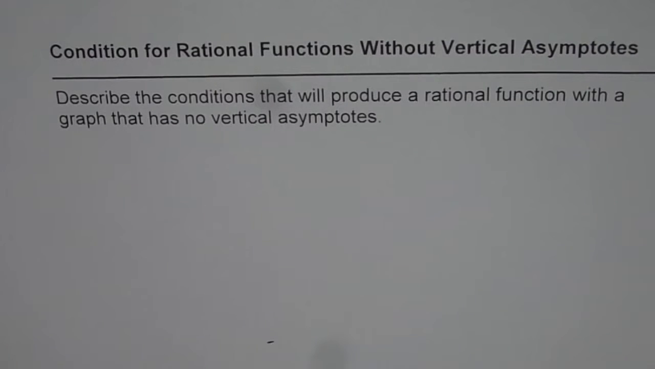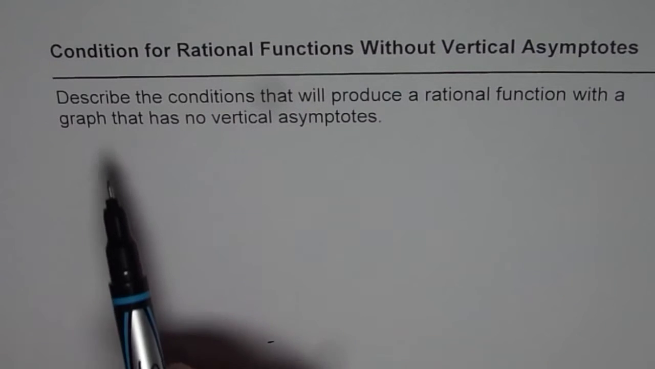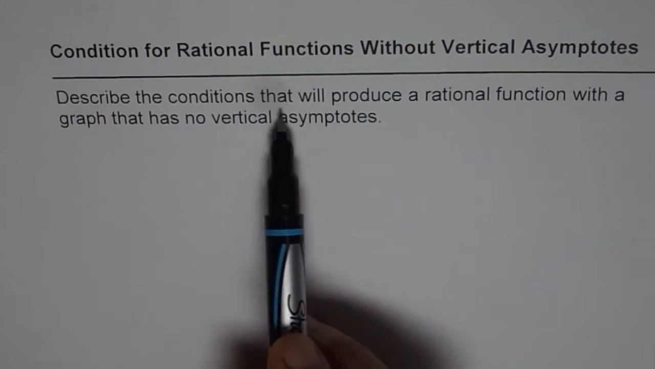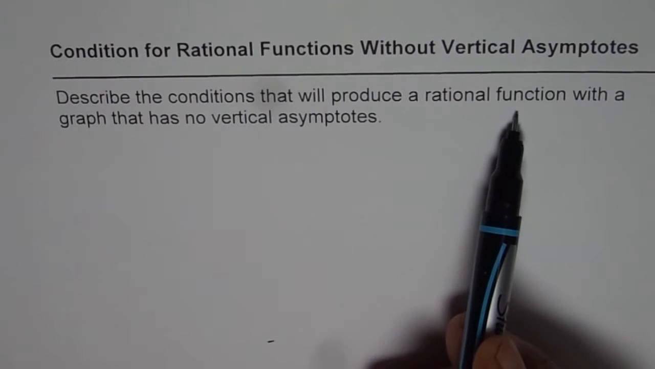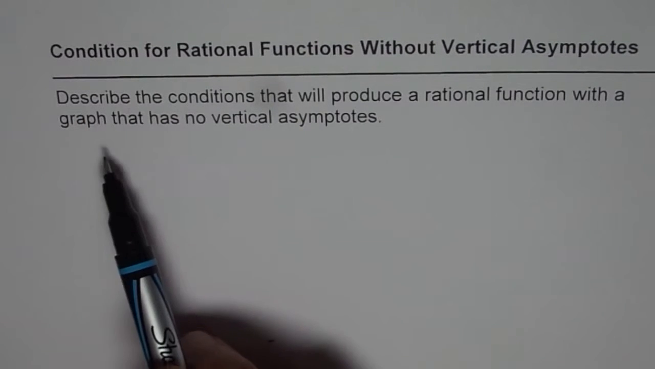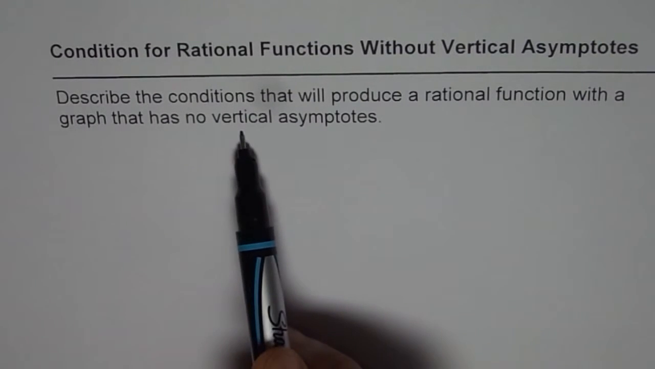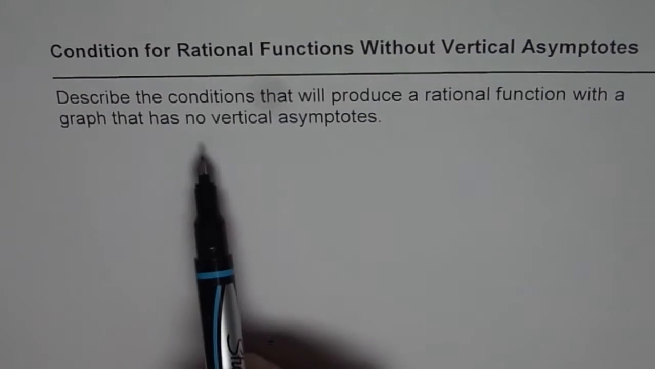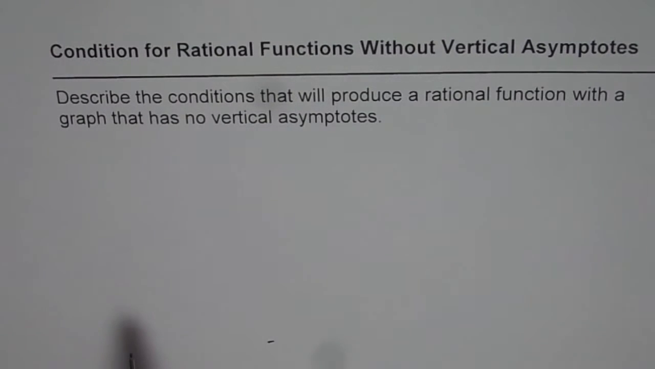I'm Anil Kumar, and in this video we will try to understand conditions for rational functions without vertical asymptotes. So the question for you is, describe the conditions that will produce a rational function with a graph that has no vertical asymptote. So now we are looking for a rational function which does not have any vertical asymptote. So you have to describe the conditions for that.